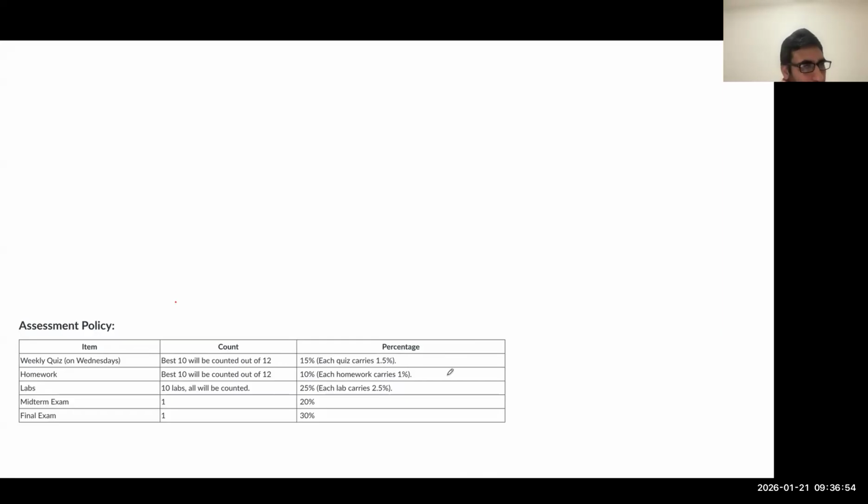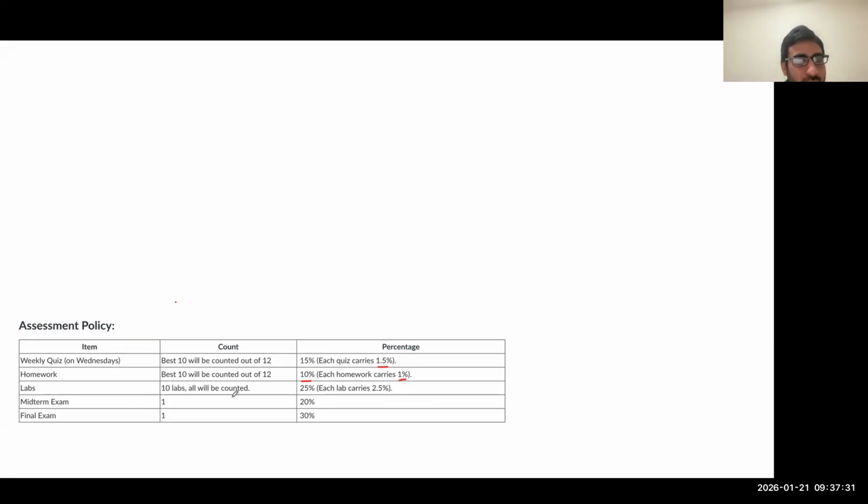Okay, so I was talking about weekly quizzes. You will have in total 12 weekly quizzes, and we will count the best 10 of those 12. The total percentage for the 10 quizzes will be 15%, which means each quiz has 1.5% weightage. Homework, again, you will have 12 homeworks, and we will count the best 10. In total you have 10% weightage for homework, so each homework carries 1% weightage.